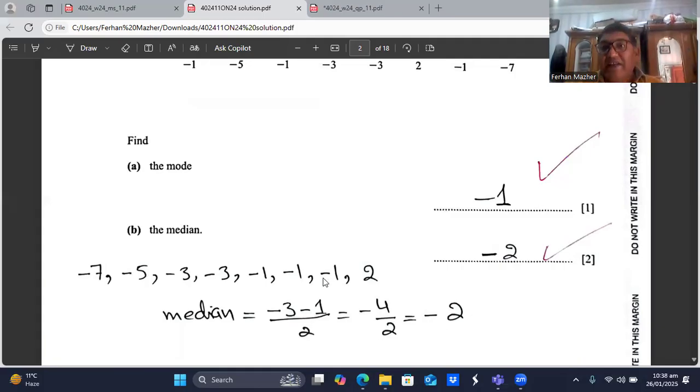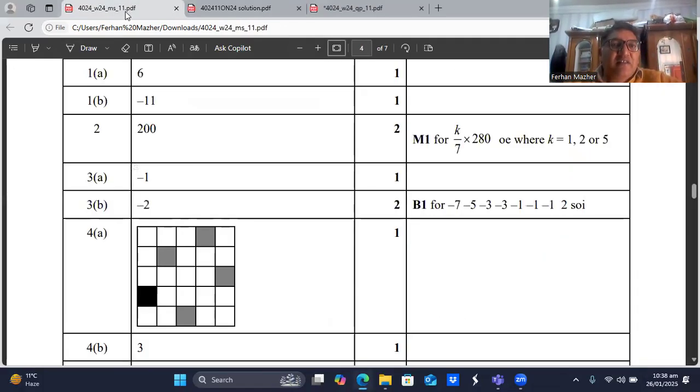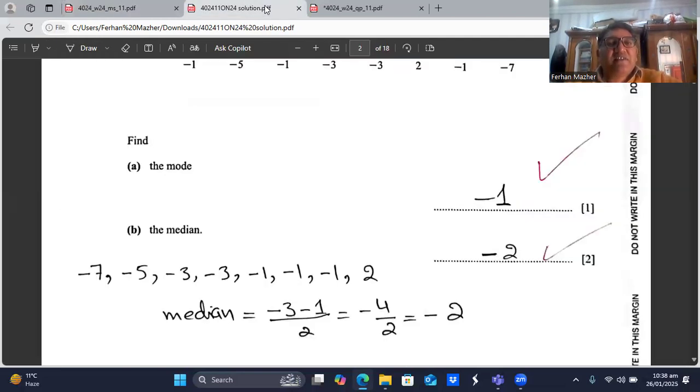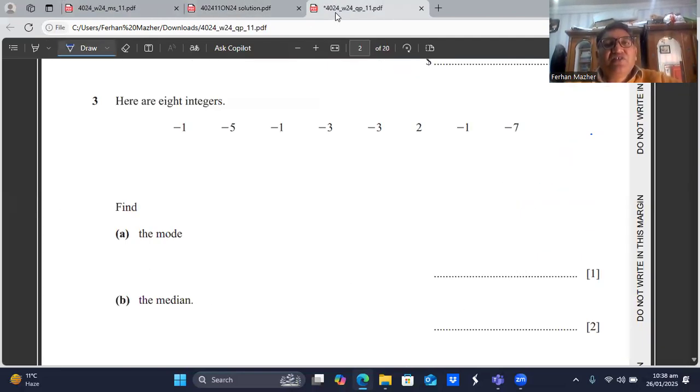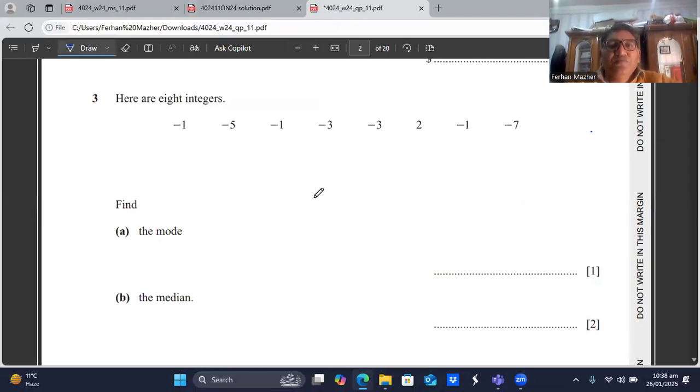So you arrange the data in ascending order, and then there are 2 numbers in the center because there are a total of 8 numbers. So I will add the numbers in the center, find the sum, and then divide it by 2. So -2 is the right answer. This is how this question is done. Hopefully this is clear to you.